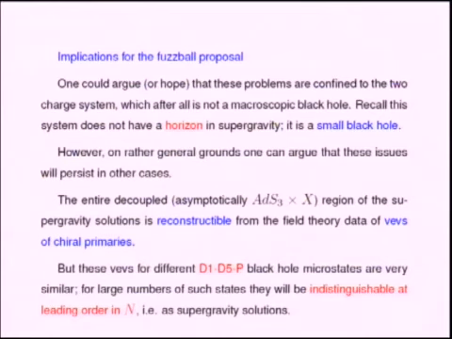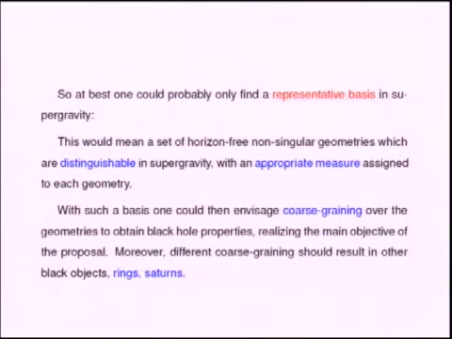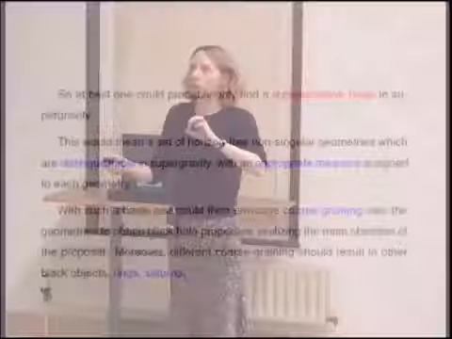And this means that they are indistinguishable as supergravity solutions. So this problem certainly has to persist for this case too. At best, you could probably only find a representative basis in supergravity. So what this would mean is that you'd find horizon-free, non-singular geometries which are distinguishable, but then to each geometry you'd assign a measure which kind of counts the number of ones which are indistinguishable in supergravity.